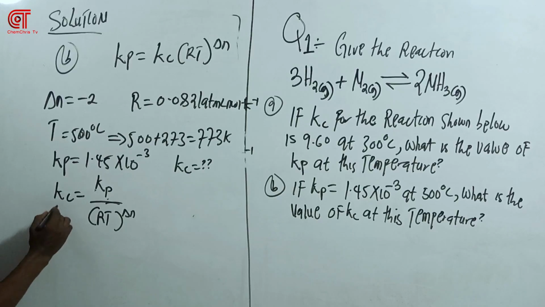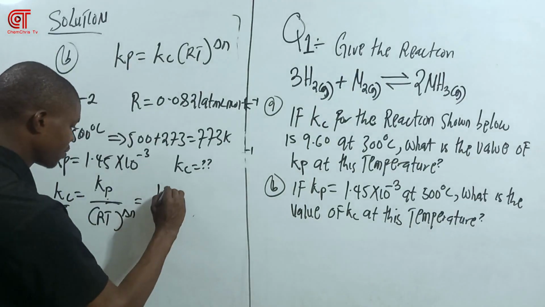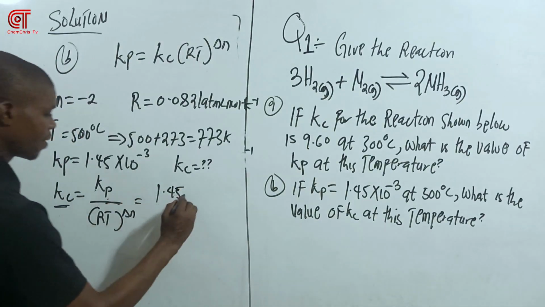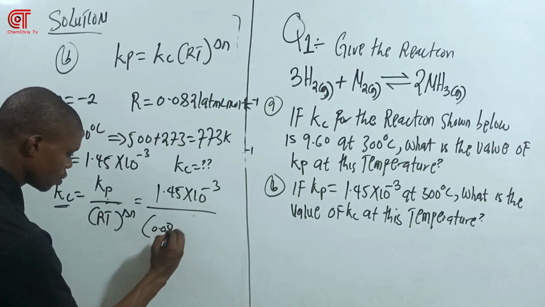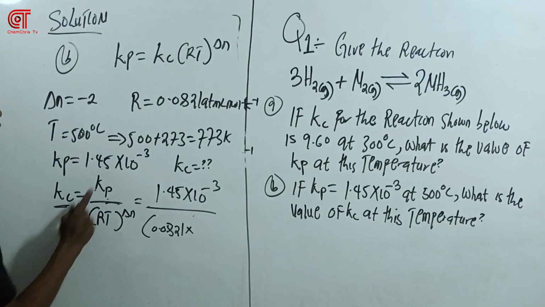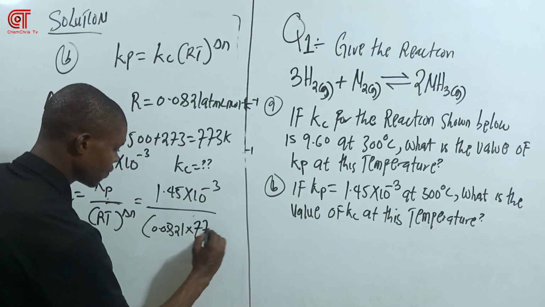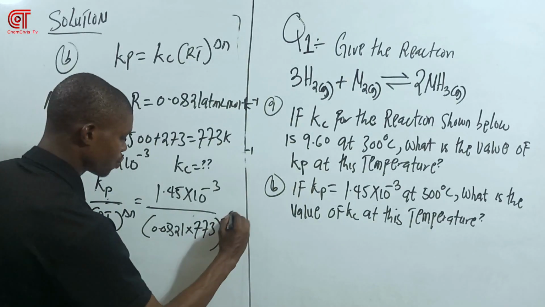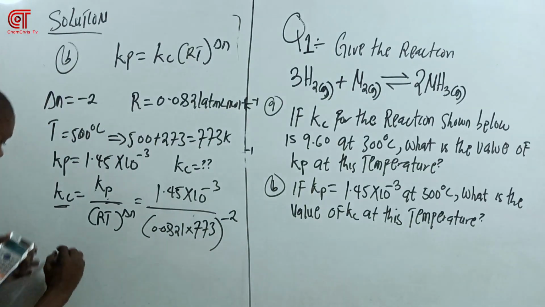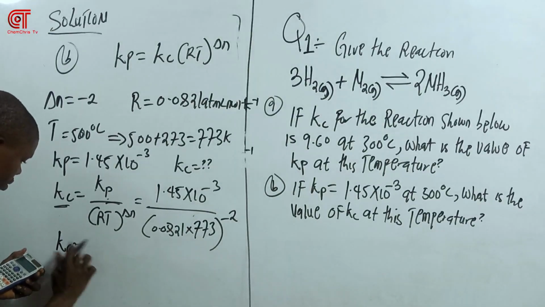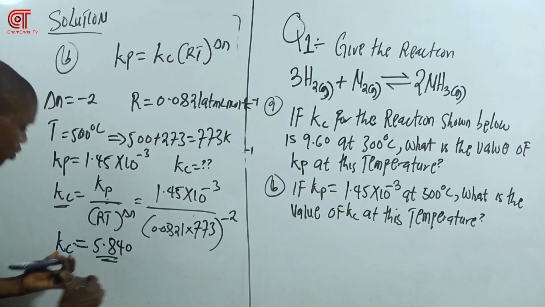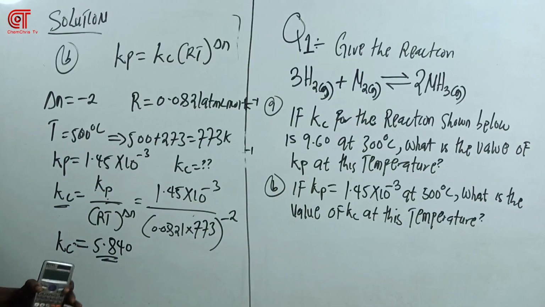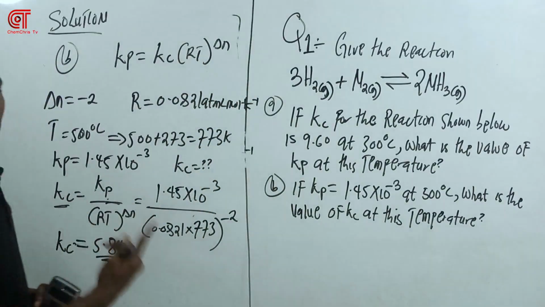So when you make Kc the subject of the formula and substitute your values, my Kp is 1.475 times 10 to the power minus 3, over my R, 0.0821, times my temperature, 773, to the power minus 2. Correctly, what I'm going to get is Kc equals 5.840. So this is the answer here for the first question. You copy it, then let's move to the next question.